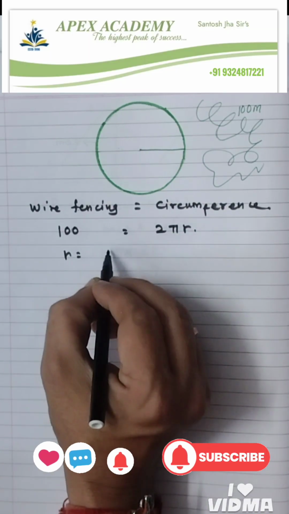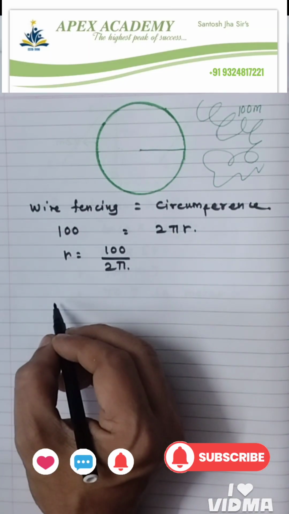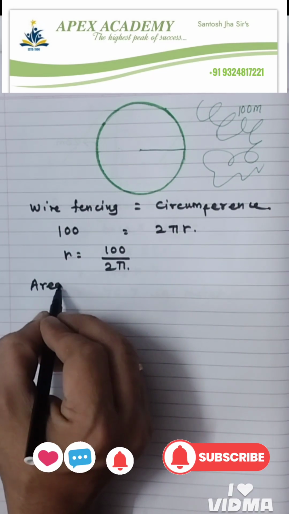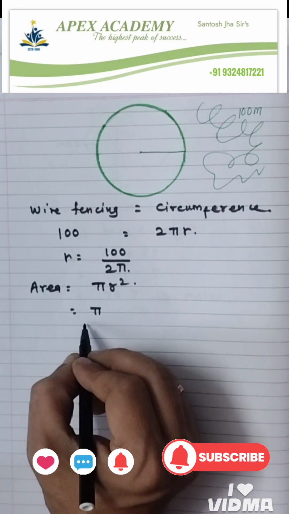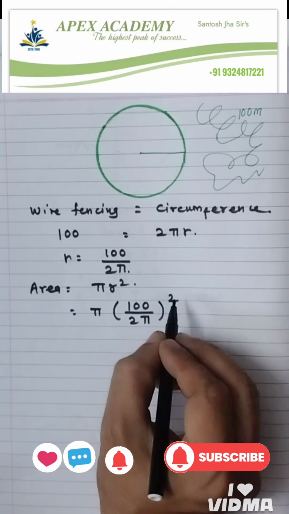Then r becomes 100 upon 2 pi. Just keep this as it is. And already they have mentioned that we have to find the area of the circular garden. So for area, the formula is pi r square. So that is pi. Just put the value of radius, that is 100 upon 2 pi, and its square.